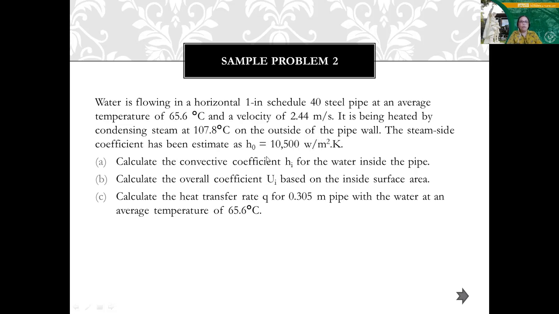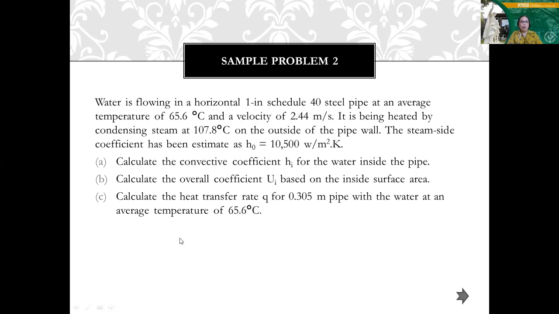These are the information required in the problem. First, we need to calculate the convective heat transfer coefficient, this time labeled as h_i, referring to the water flowing inside the pipe. Letter B, we are to calculate the overall heat transfer coefficient based on the inside surface area. That is why you have the subscript i here. If it's based on the outside surface area, the subscript should be o.